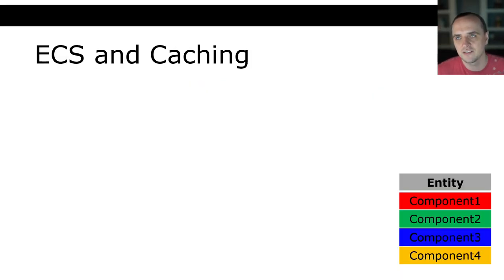So ECS and caching. How can we use ECS to our benefit? Well, ECS helps our programming ability, right? It helps us implement features by having these nice little systems that do things like, I'm going to do some movement stuff here, some animation stuff, some rendering stuff, some physics stuff. So the composition-based architecture of programming with ECS helps us make games easier. But it turns out it can also help us make games efficient as well.